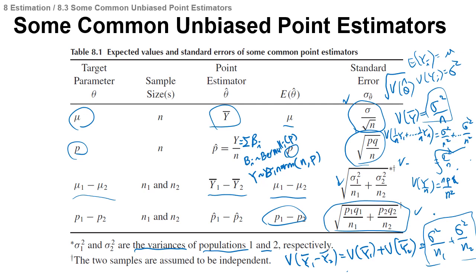One thing to note is that these happen very commonly. Probably you are going to see these situations in your real life many times. So they are some common unbiased point estimators that probably you will use in the future. Okay.